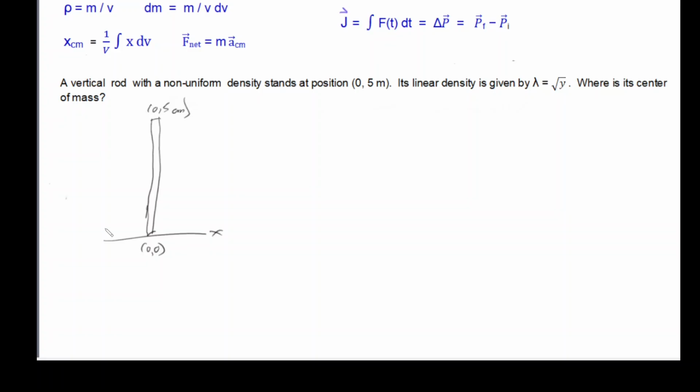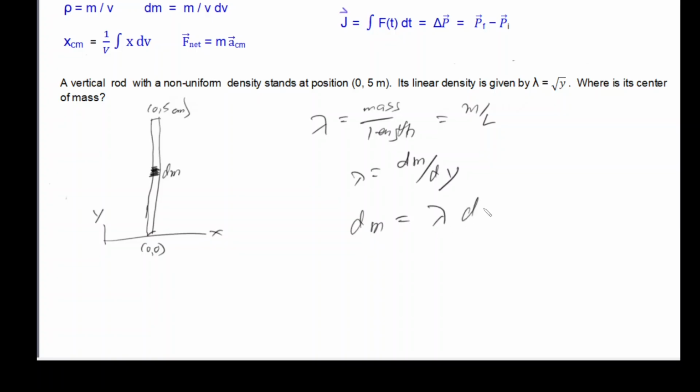And we'll call that axis y. And in this rod, we have a segment of mass dm. So going back to linear density, which is mass over a length of the rod, mass over length also could be equal to dm over dy, because the length is in the y direction, or dm is equal to lambda dy.